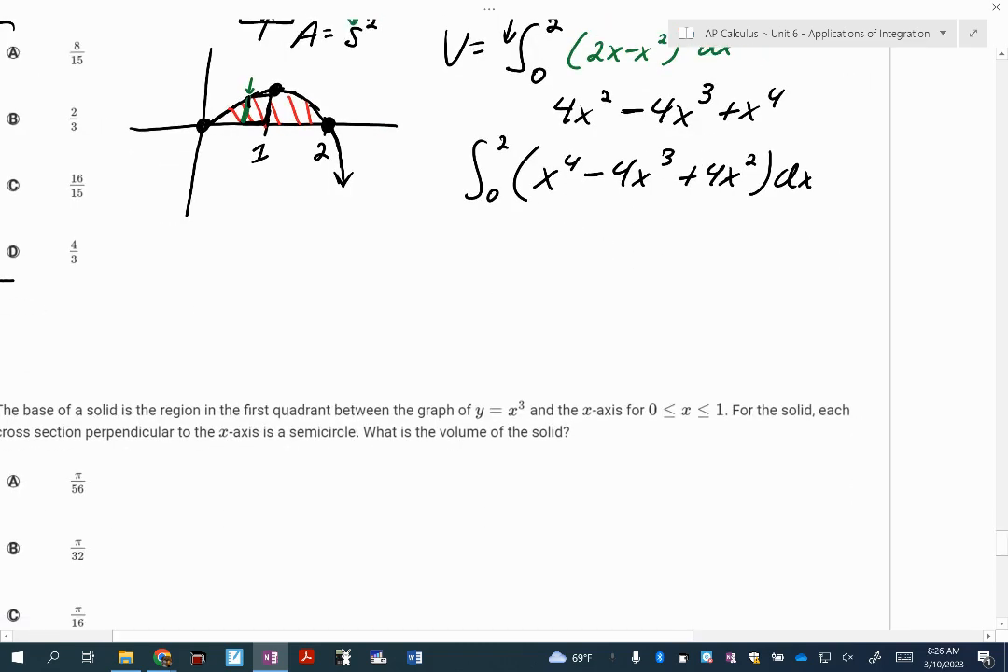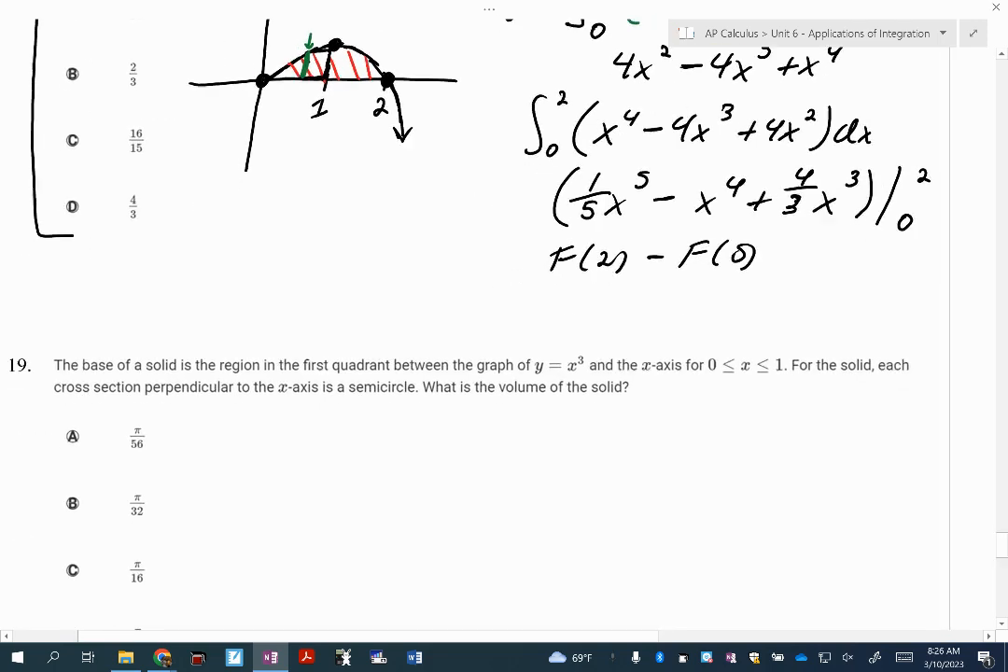So now we integrate: 1/5 x to the fifth power minus x to the fourth power plus 4/3 x cubed, all evaluated at 0 and 2. Now this one I like because when I plug in 0, I'm just going to get 0, so I just need to plug in 2. So 1/5 times 2 to the fifth power minus 2 to the fourth power plus 4/3 times 2 cubed.